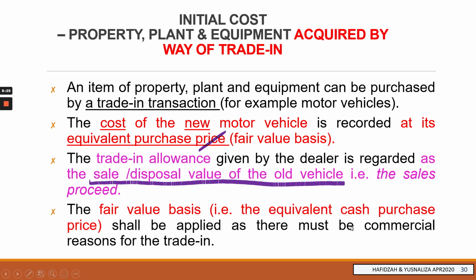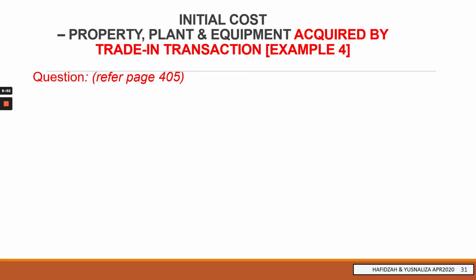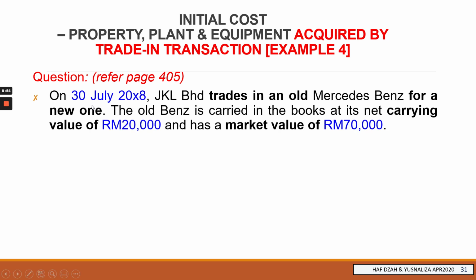The fair value basis shall be applied, as there must be some kind of commercial reason for the trade-in. There must always be a reason, either for getting more cash as a result of the trade-in, and that can generate cash as well most of the time, or because there are still economic benefits that could be expected from the asset. So for this one you can refer to the question in the textbook, page 405.